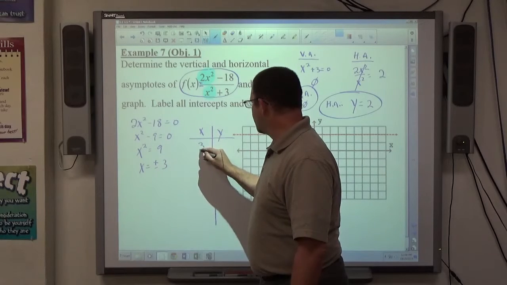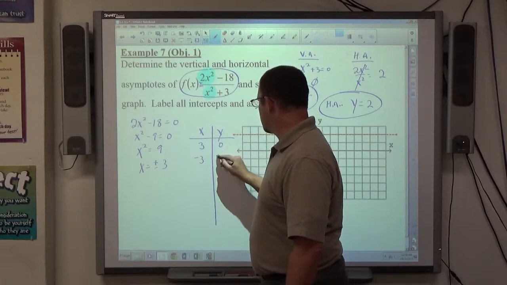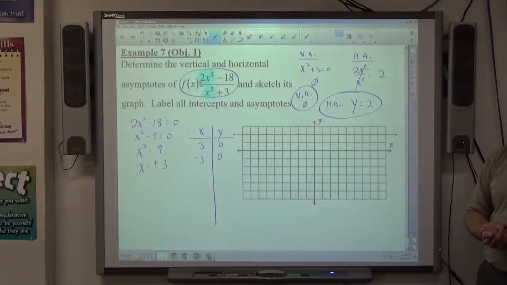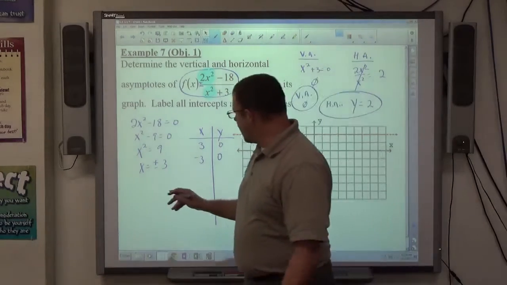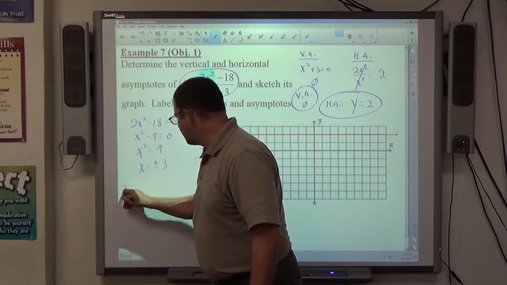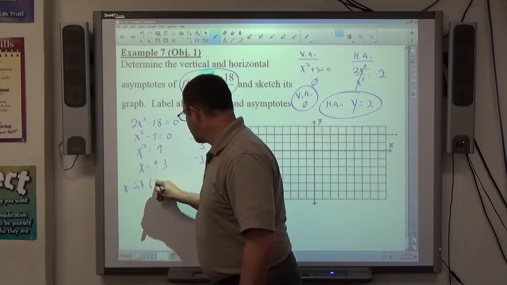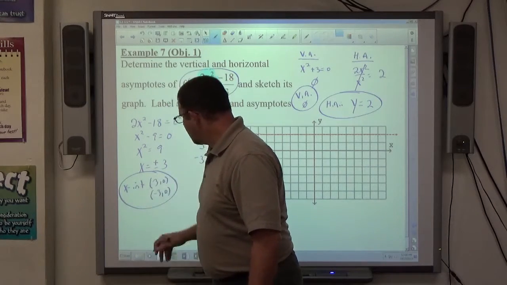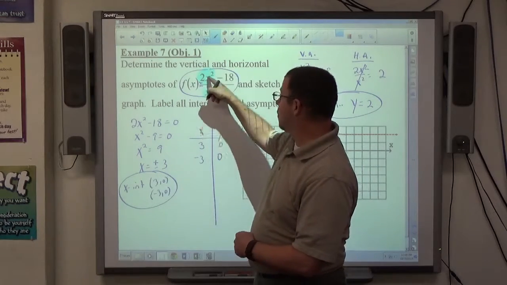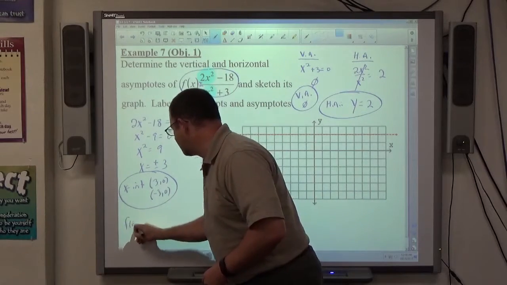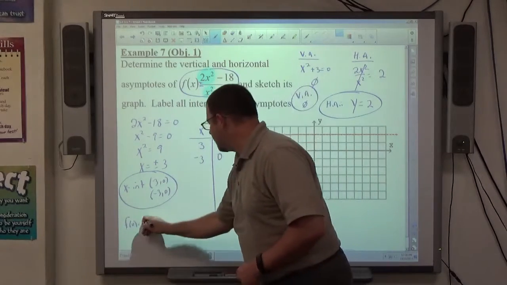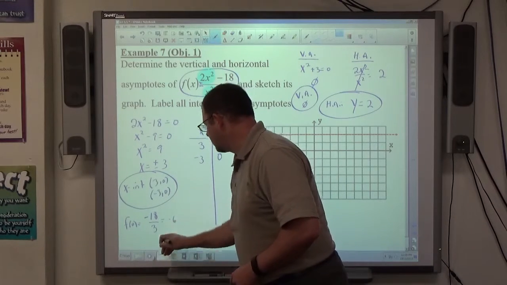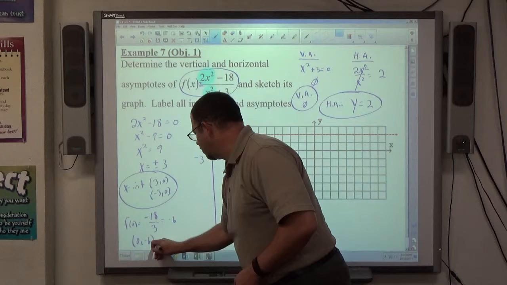So what that tells me is (3, 0) and (negative 3, 0) are points. That's what x-intercepts are, where the y value is 0. As far as finding the y-intercept is concerned, we let x equal 0. So if I do f of 0, I'm going to get 0 minus 18 on top and 0 plus 3 on the bottom. That makes negative 6. So (0, negative 6) is the y-intercept.